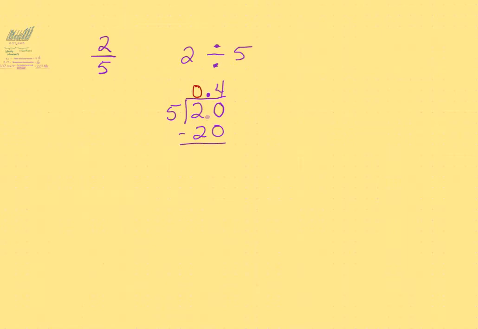4 times 5 is 20. Subtract, no remainder. So 2/5 is equal to 4/10.